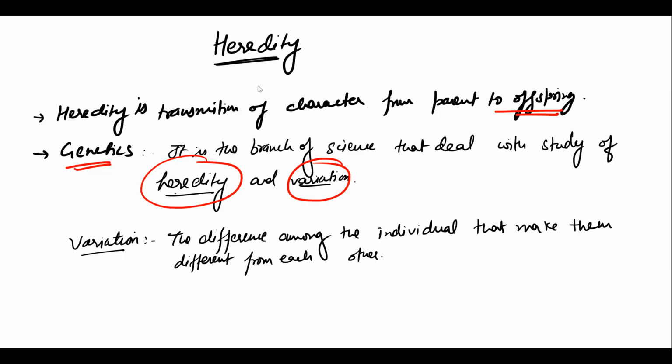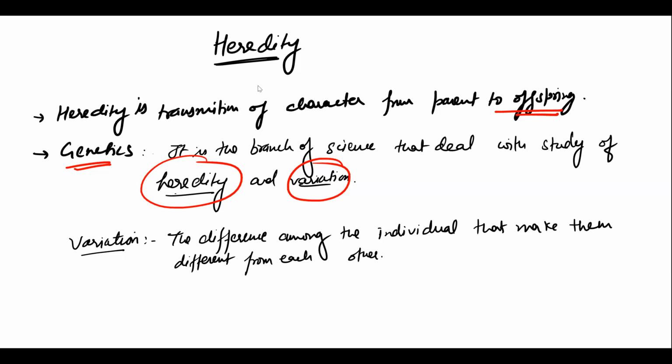And what is variation? Okay, so what is variation? Variation is simply changes among the individuals. What are the changes? For example, I am individually different from any living organism on the earth.